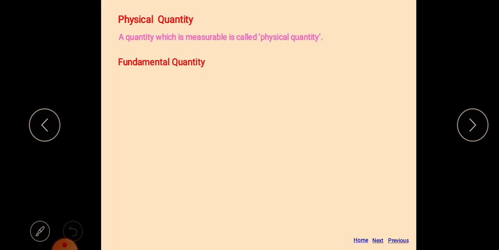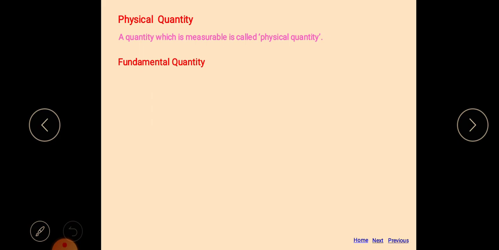So let us start with the very first term, physical quantity. What is a physical quantity? Anything which can be measured is known as a physical quantity. A quantity which is measurable is called physical quantity. And the fundamental quantity, before explaining about the fundamental quantity, I want to give some points about physical quantity. If we measure anything, definitely that measurement has two things. One is called its magnitude and the other is its unit.